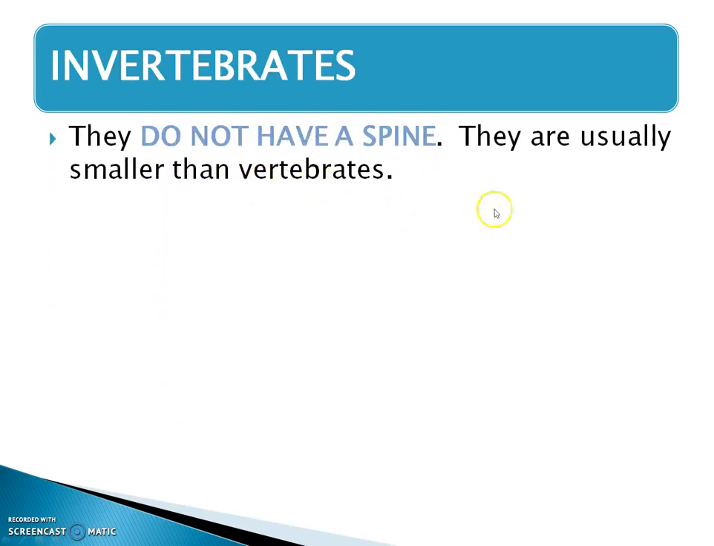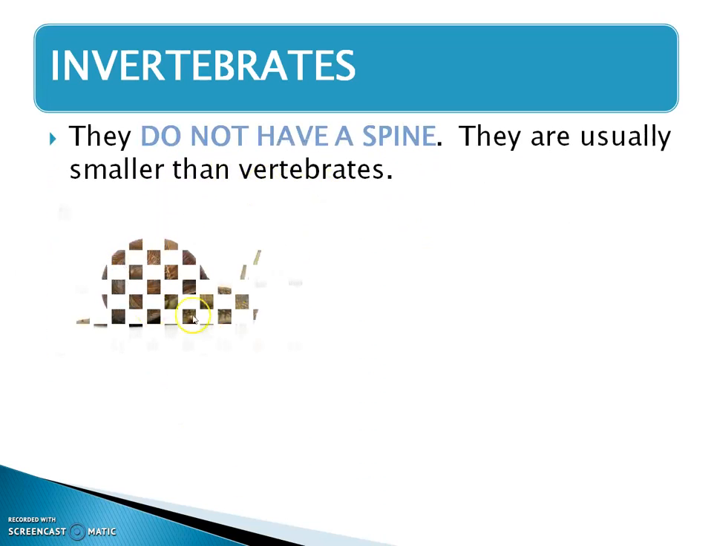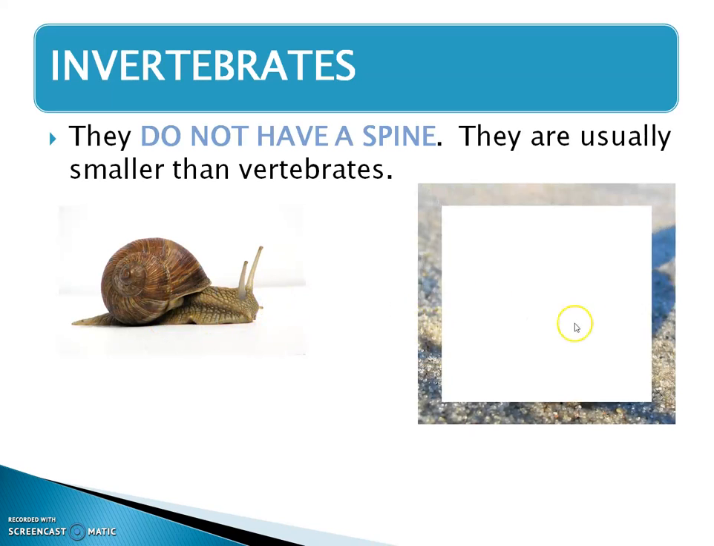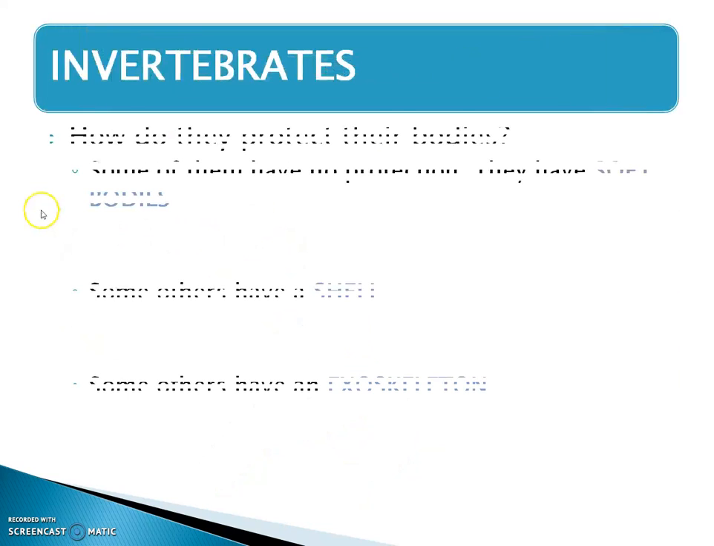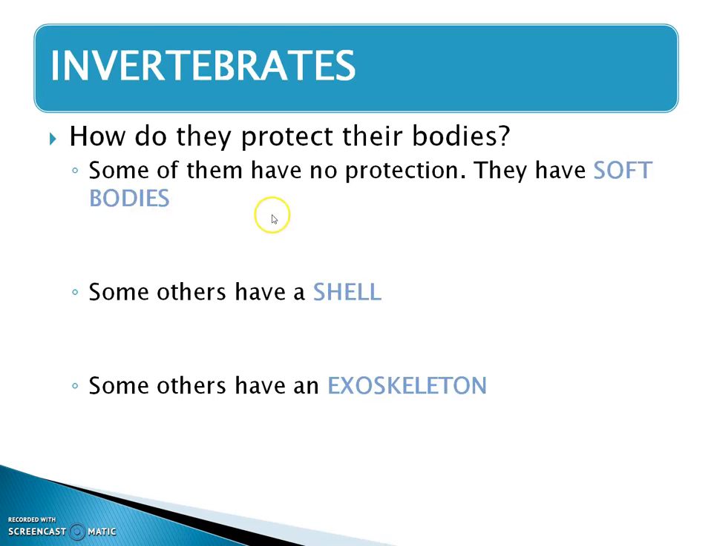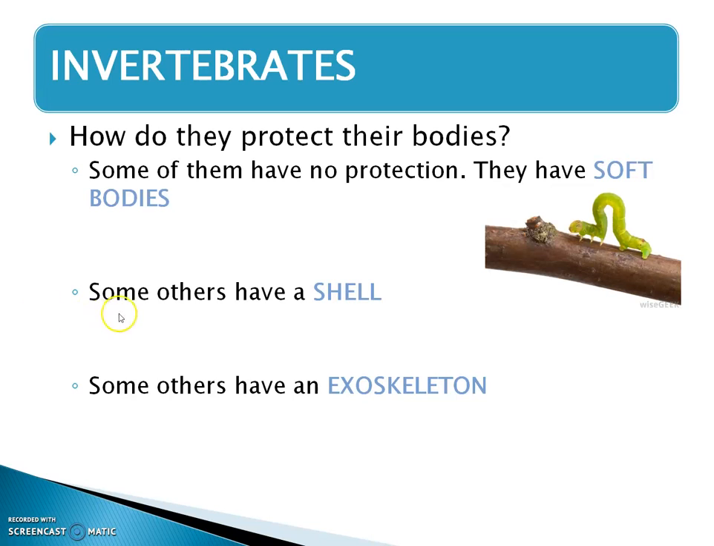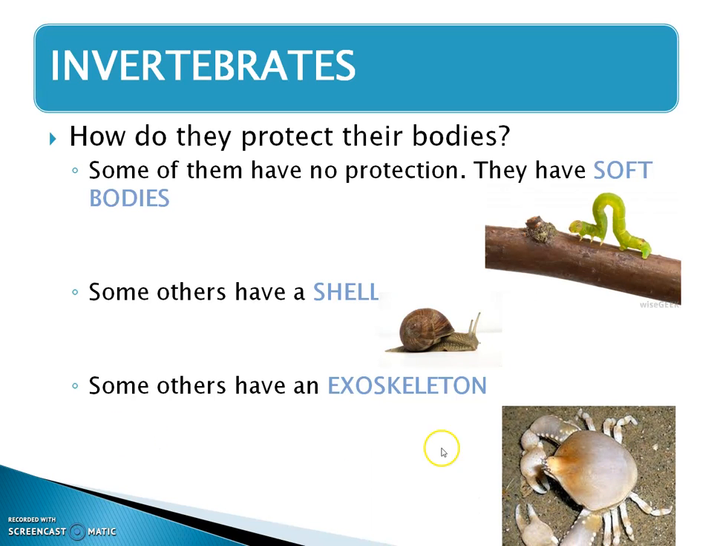Invertebrates do not have a spine. They're usually smaller than vertebrates, like the snail, or these mussels, or this centipede. And how do they protect their bodies if they do not have a skeleton? Some of them have no protection. They have soft bodies like this small caterpillar. Some others have a shell, like the snail. And some others have an exoskeleton to protect them, like this crab.